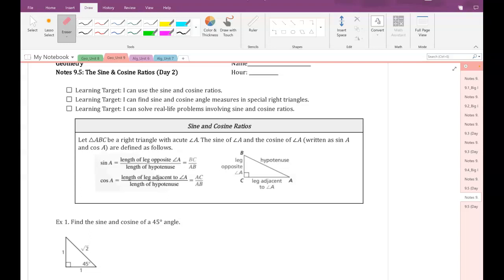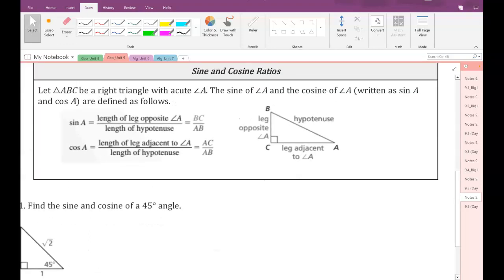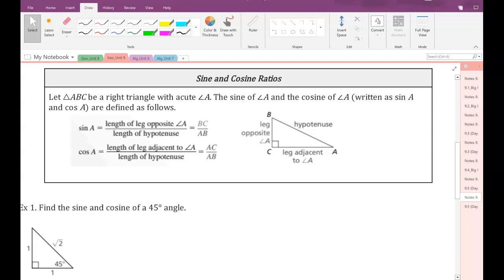So sine and cosine, we're going to have the same setup as we were working with tangent. ABC, this is just review from if you watched the video yesterday or looked at the notes yesterday. This was on there to start. To find sine and cosine, ABC is a right triangle where angle A is acute and angle B would be acute as well. The sine of A and the cosine of A, written as sine A or S-I-N A, cosine of A, are defined as follows.